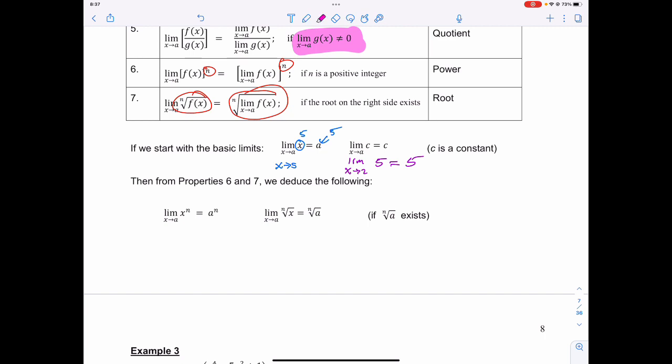I can say that the limit as x approaches a of x to the power of n is going to be the same as a to the power of n, because remember that x would be the same as the a. The same thing would be true if I took the limit as x approaches a of the nth root of x. It's going to be the same as the nth root of a, as long as it actually exists, because remember, once again, in this case, the x and the a are going to be the same.